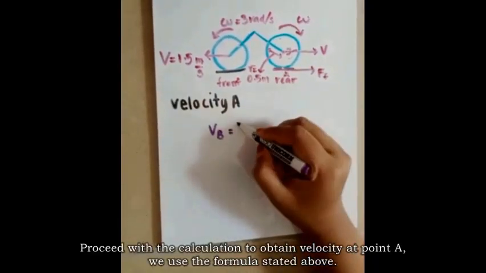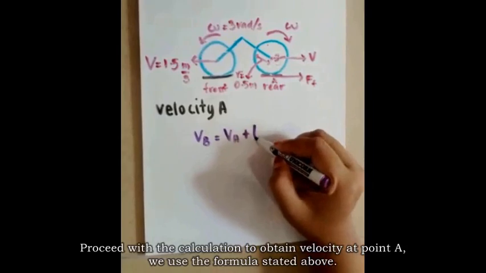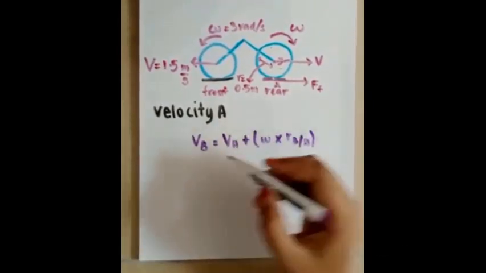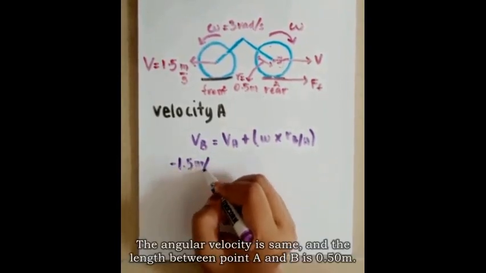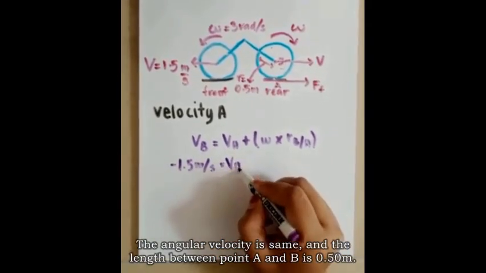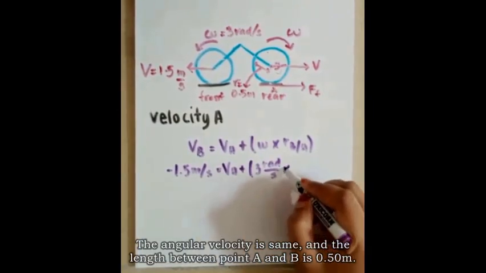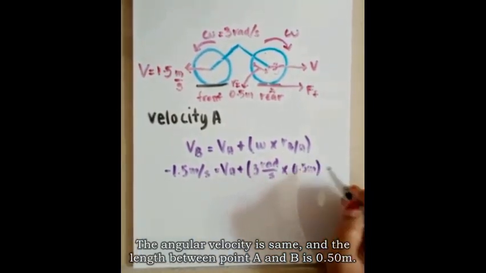Now, proceed with the calculation to obtain the velocity at point A. We use the formula stated above. The angular velocity is the same, and the length, or distance, between point A and B is 0.50 meter.